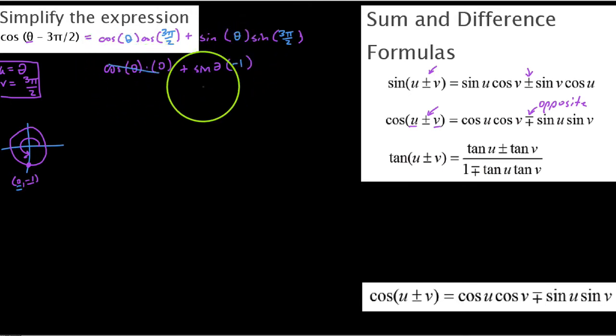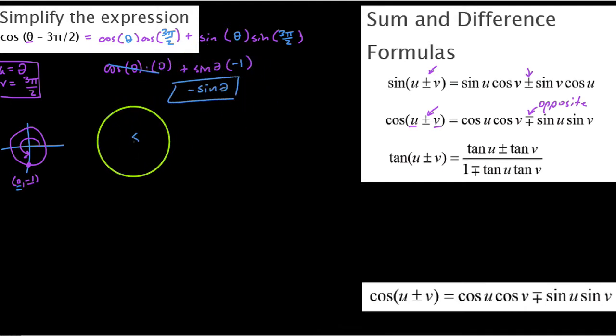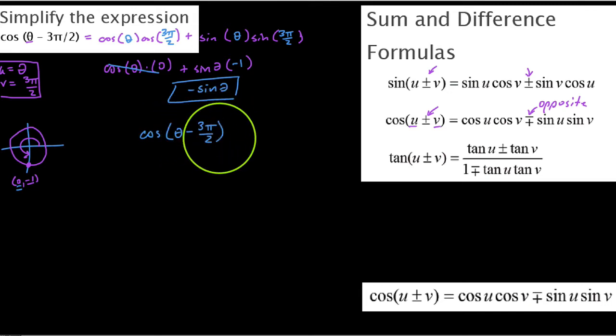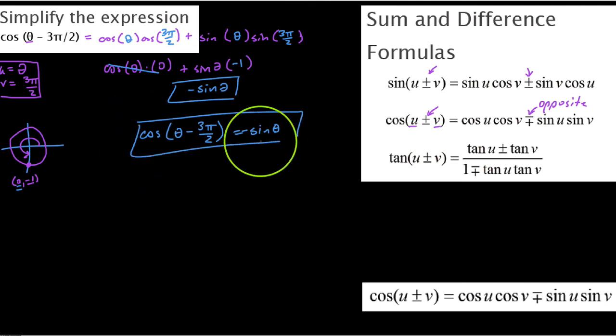So this term here is going to cancel out completely, and we see that we get just negative sine of theta. So it is perfectly accurate to say that if I said, go prove that the cosine of theta minus 3 pi halves is actually equal to negative sine of theta, we could have done this just by using a sum and difference formula right here, and essentially we're able to simplify this expression. Cheers.